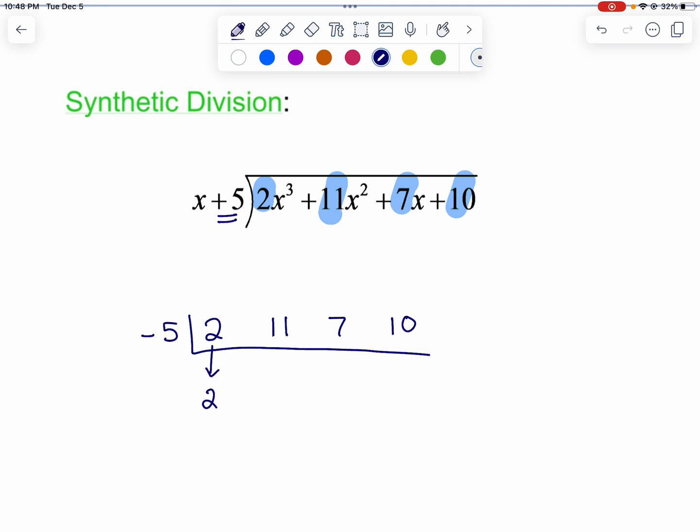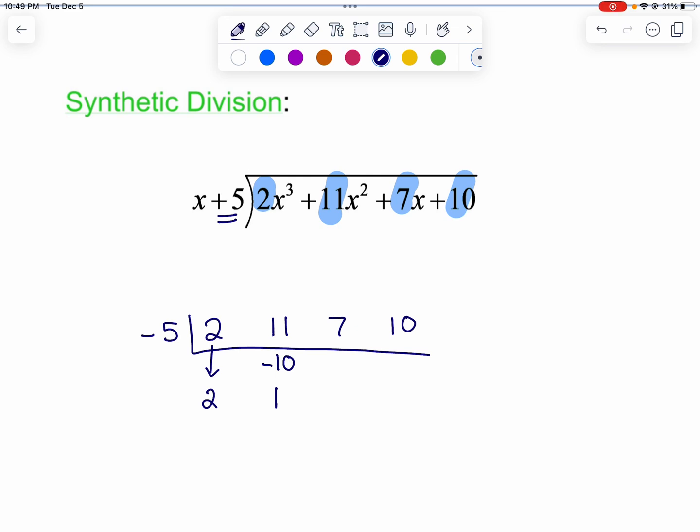So I bring down the 2, and I now multiply it by negative 5. We know that's a negative 10. That is going to be put directly under the next term, which is why it's important to have place savers if there is a term missing. So now, instead of subtracting, because the negative already builds it in, I can simply add these two things together. 11 minus 10 is 1.